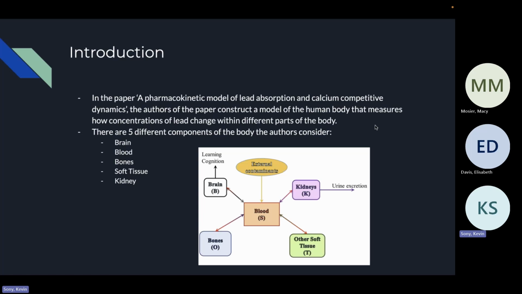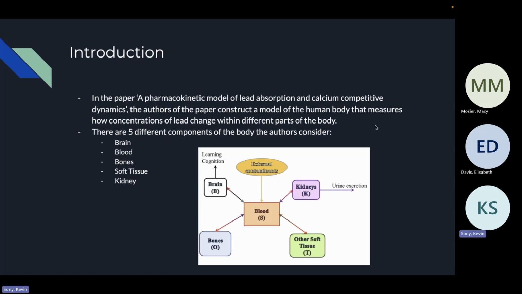In order to begin answering these questions, we used a model developed in the paper, a pharmacokinetic model of lead absorption and calcium competitive dynamics. In this paper, the authors constructed a model of the human body which measures how the concentration of lead changes and how it interacts with the calcium concentration. There are 5 different components that the authors consider: the brain, the blood, the kidneys, the bones, and the other soft tissue.